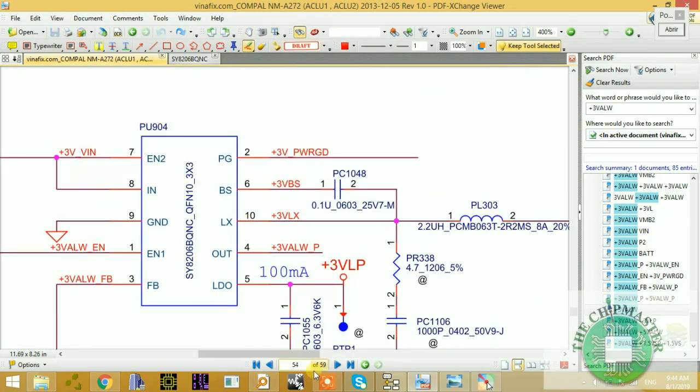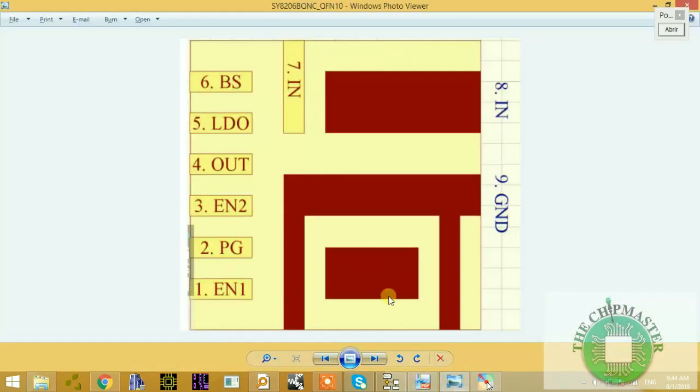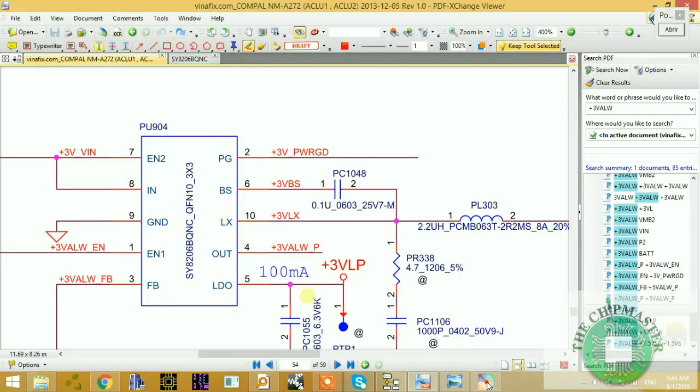So as you can see, this chip in physical appearance is the pinout here. And this is under the chip, the pinout of the chip. Alright, so it's PU904, as you can see.